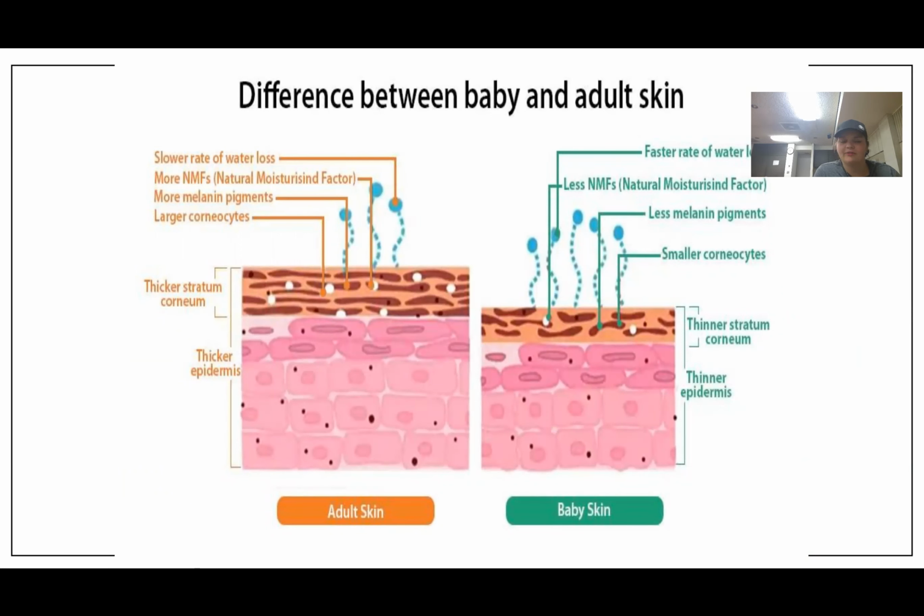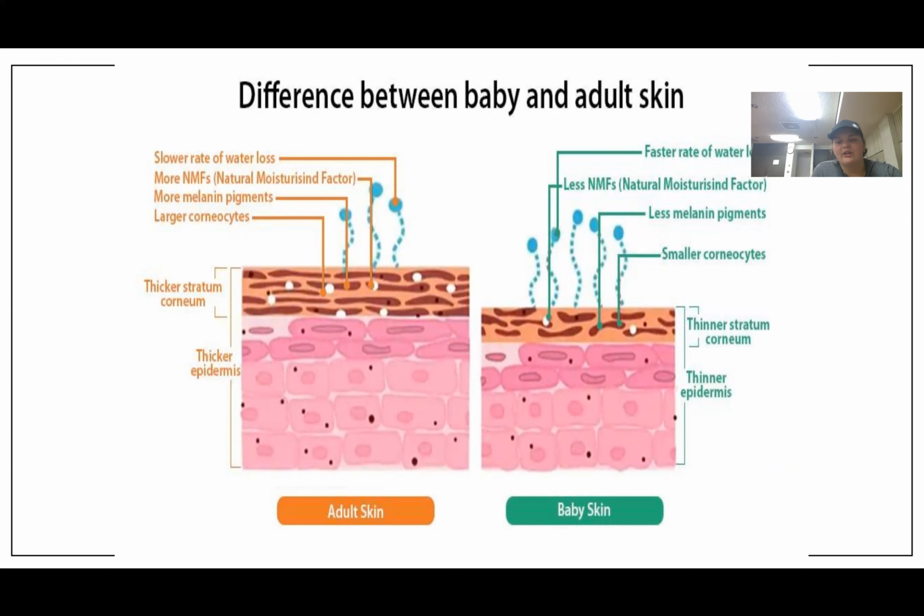All right, so a little bit more about skin. We're going to look at the differences between adult skin and pediatric skin, which is children's skin. So as we can see from the diagram, adult skin tends to be thicker and have a thicker epidermis as well as a thicker stratum corneum. It also has a slower rate of water loss and more pigments. And this makes it rougher and harder to penetrate through.